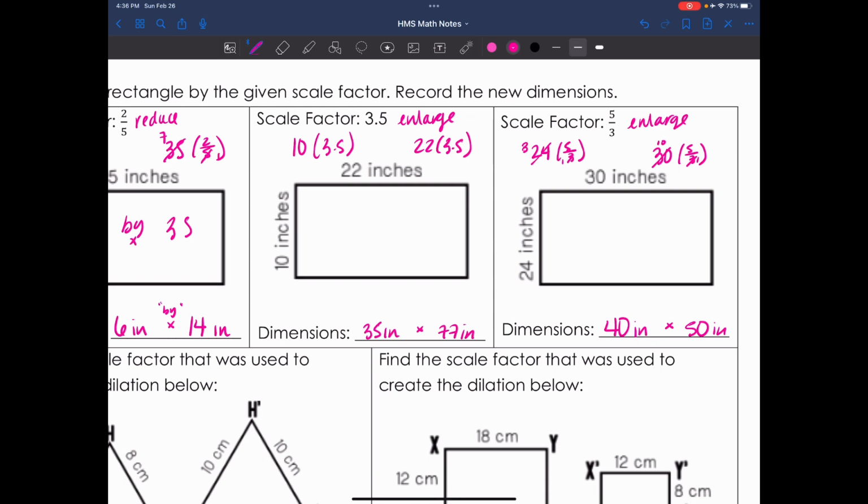And I really hope you tried the mental math with the fractions. Just because I feel like it's easier. 24 divided by 3, 8 times 5, 40, done. 30 divided by 3, 10 times 5, 50, done. Easy peasy.